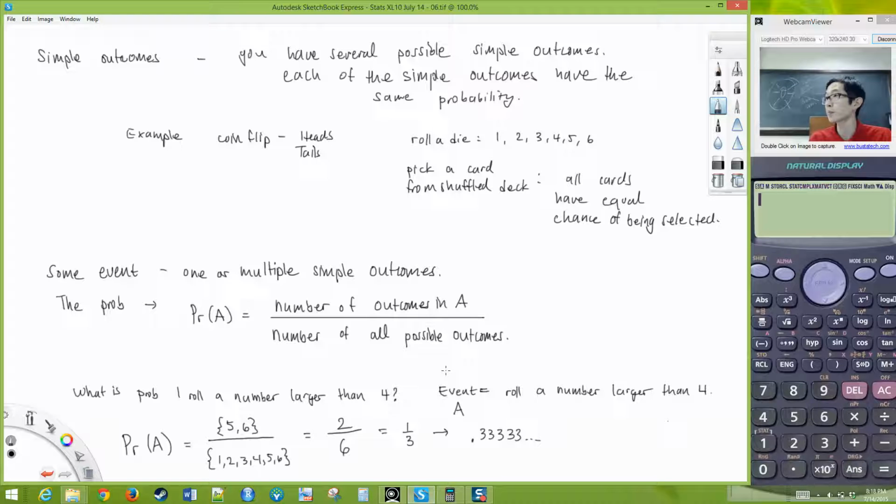Is that okay? All right. Just watch out. This only works, what is the rule about simple outcomes? All simple outcomes have the same probability. So it does not work if we ask, what's the probability that a family has 2 children? What are the possible outcomes for the number of kids that a family can have? A family can have 0 kids, 1 kid, 2 kids, 3 kids, 4 kids, 5 kids, 6 kids, 20 kids.